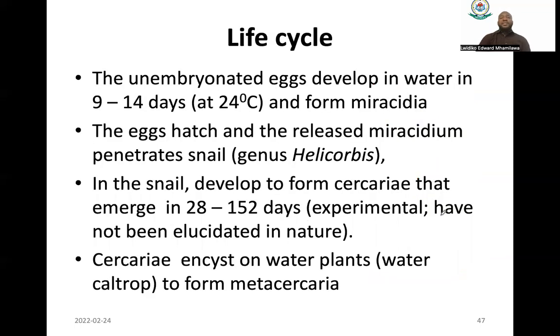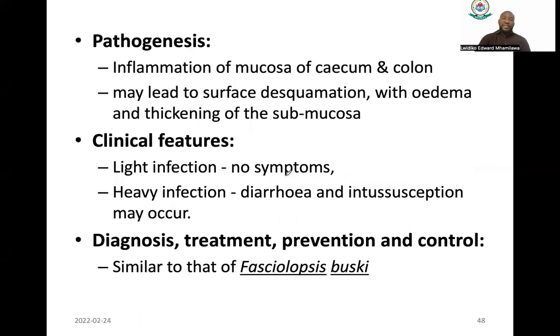So the unembryonated eggs develop in water, and in 9 to 14 days at 24 degrees temperature they form miracidia. The eggs hatch and release the miracidium into the snail. The snail species that takes these is Helicorbis, and then the snail develops cercariae that emerge from one month to 3 months. This is usually from experimental studies that have shown this kind of development. And cercariae encyst on water plants, like the water caltrop, to form metacercariae. Eat that one, you get infected.